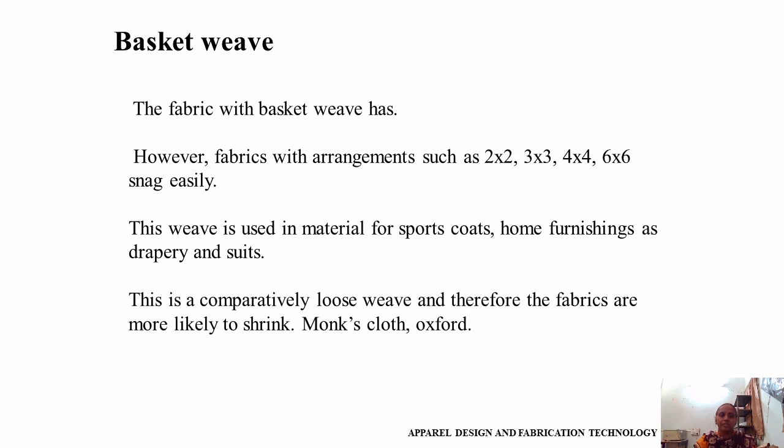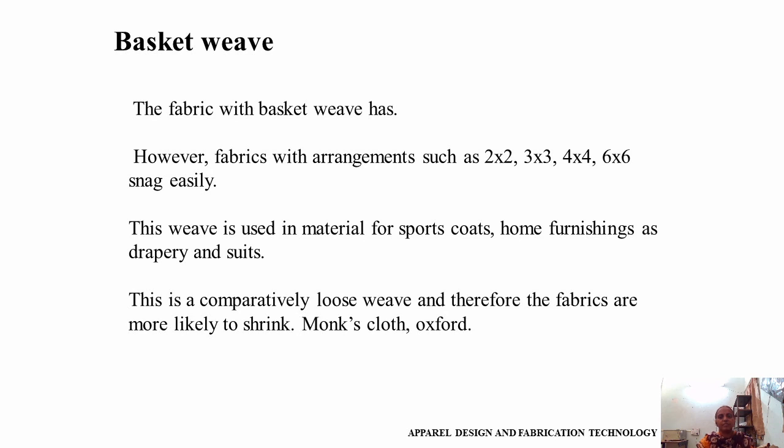The fabric with the basket weave has arrangements such as 2 into 2, 3 into 3, 4 into 4, 6 into 6, and snags easily. This weave is used in material for sports coats, home furnishings, drapery and suits. This is a comparatively loose weave, and therefore the fabrics are more likely to shrink. Monk's cloth and Oxford are examples of the basket weave.